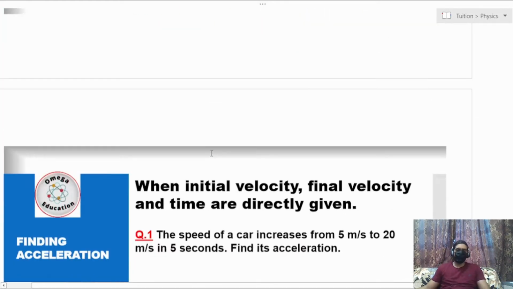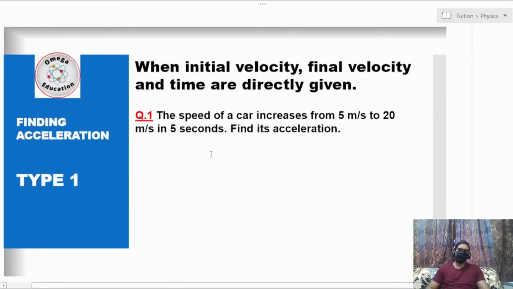All right, so in the first type, which is the most straightforward one, you're given initial velocity, final velocity, and time straight away in the question. Like question number 1 states the speed of the car increases from 5 meter per second, that is your starting speed, you can call it u, to 20 meter per second, that is your final speed, final velocity, you can call it v. And the time during which the speed changes is 5 seconds. Then you need to find the acceleration.